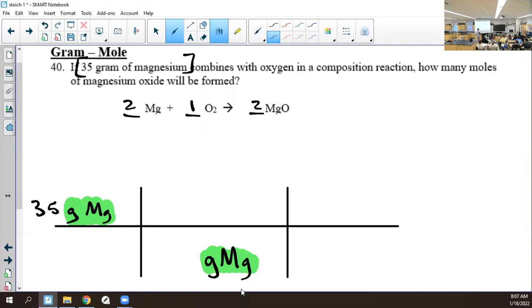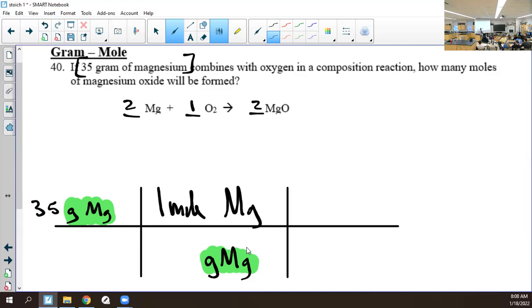But anytime you have grams in your picket fence, tell your partner, it's always per what? 1 mole of what? The exact same thing. Your gram and mole ratio never switches the chemical. So we know that the top here is 1 mole of Mg.